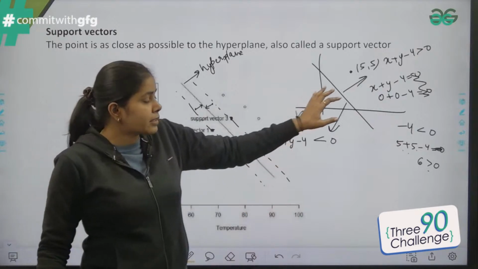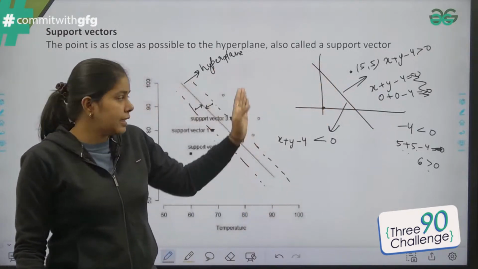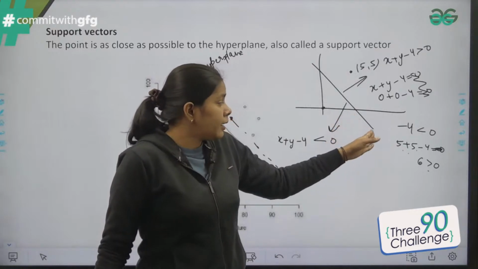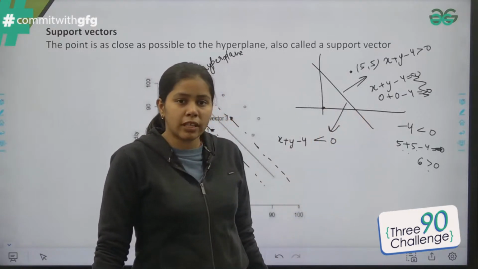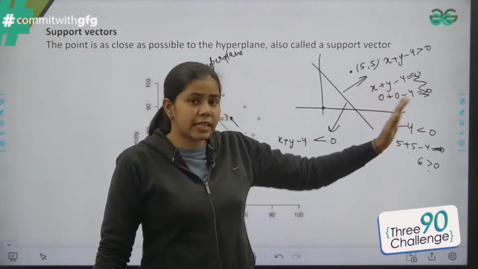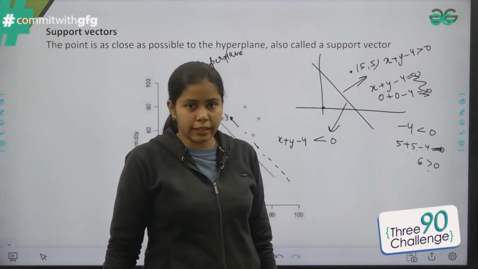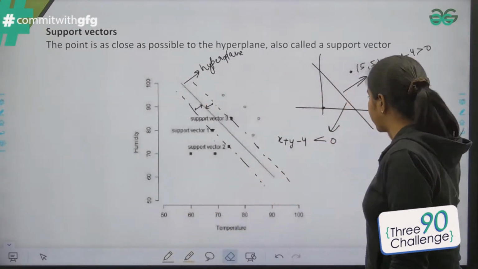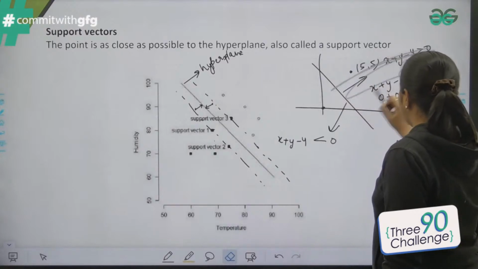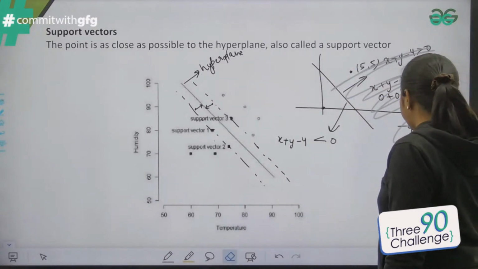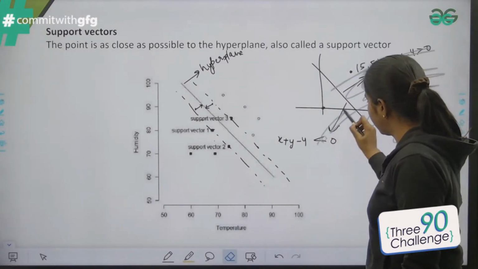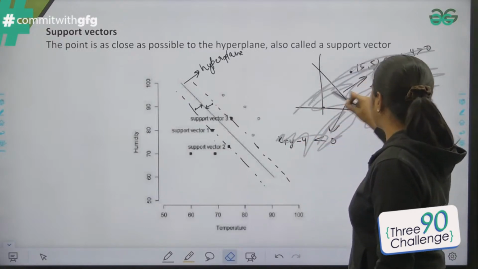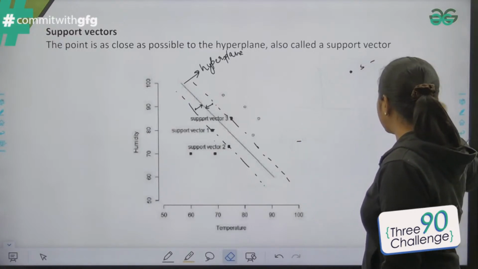So what this hyperplane is doing is giving me a line, and below this line I have all the negative points, and above this line I have all the greater-than points, or I can say positive points. So it divides the plane into positive and negative. A line divides a plane into two parts, positive and negative.